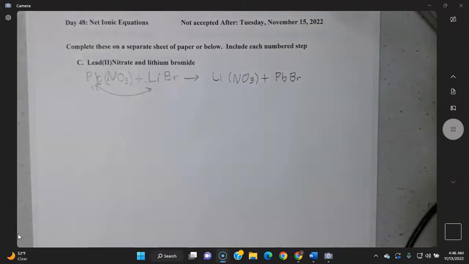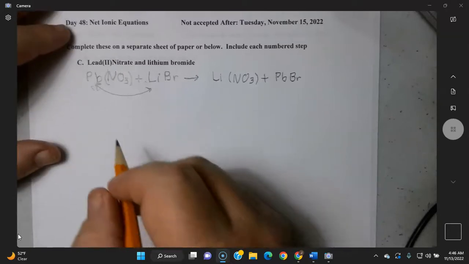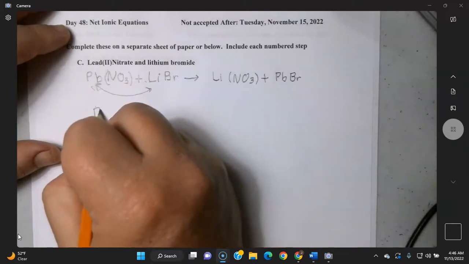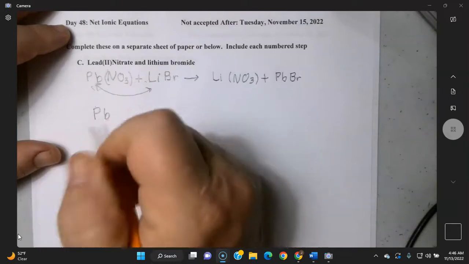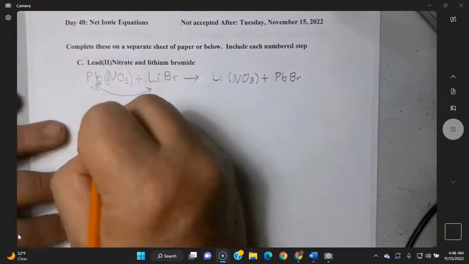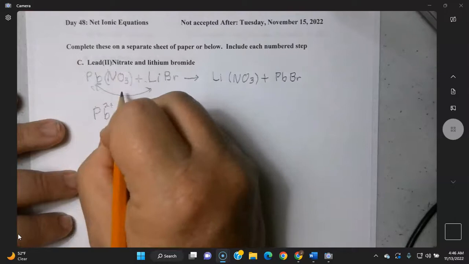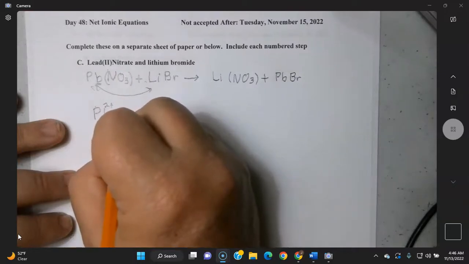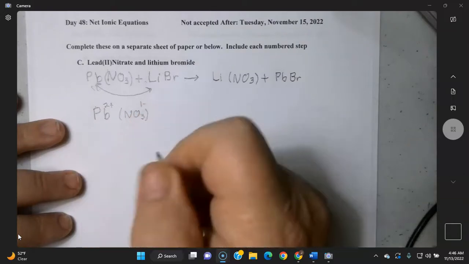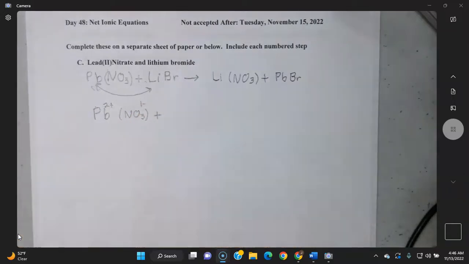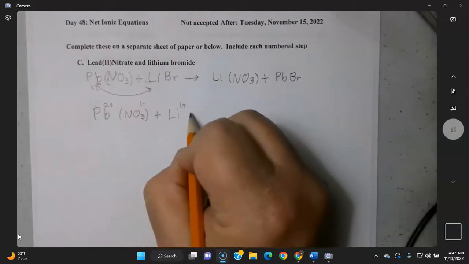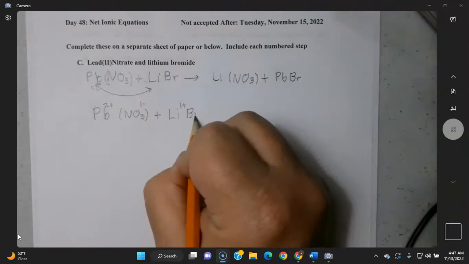Step 3 is determine the charges on each one. Okay, so we can go ahead and do that in the same, but I'm probably on a test going to ask you to write it another time. So it's Pb, and it says it's lead 2, so it's 2 plus. And the NO3 is 1 minus. Okay, next is lithium. Okay, we just saw that lithium was a 1 plus, and we just also saw that bromide is a 1 minus.